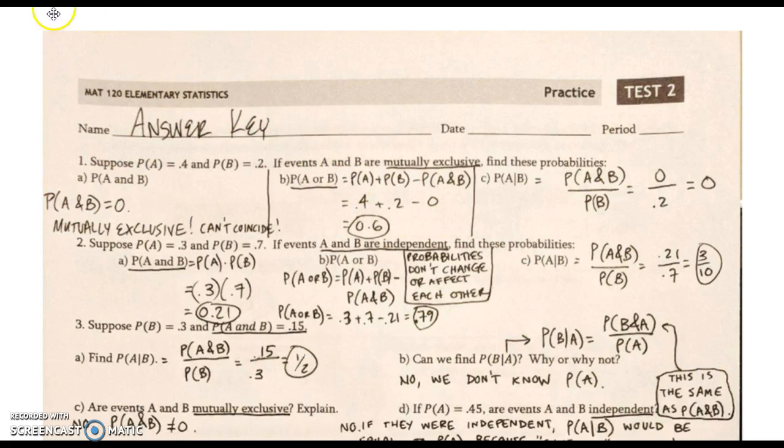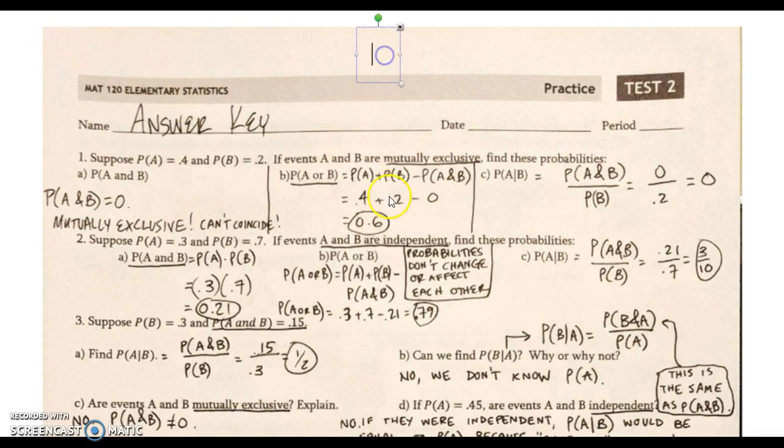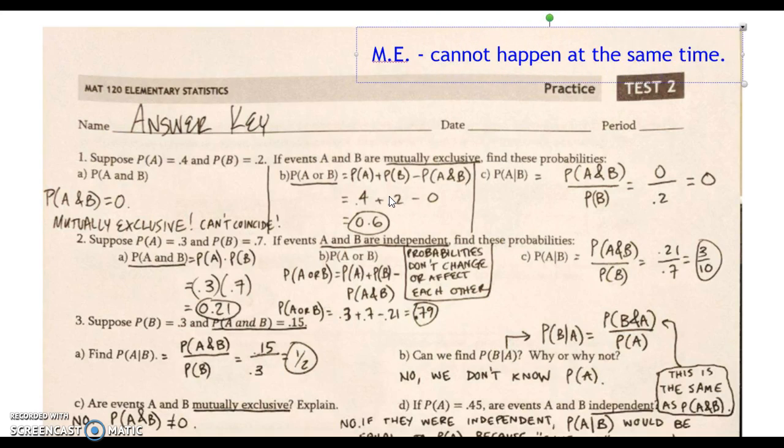concepts involved. The first answer that I want to take a look at is suppose that probability of A is 0.4 and B is 0.2. The important part here is that events A and B are so-called mutually exclusive events. If events are mutually exclusive, that simply means ME means that they cannot happen at the same time. For example, when you flip a coin, it's mutually exclusive to have heads and tails because those two things don't happen at the same time.